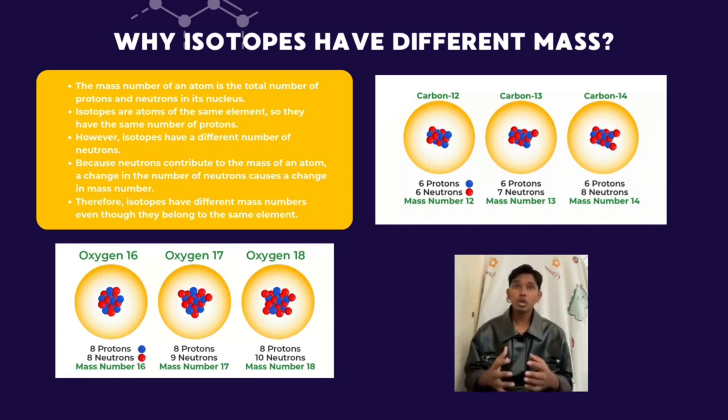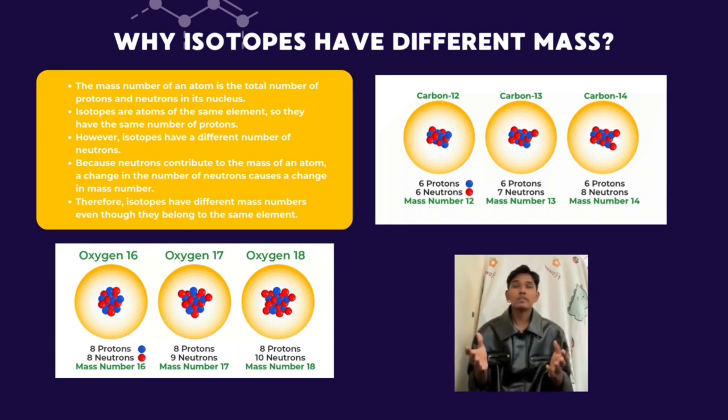Next, why do isotopes have different mass? The mass number of an atom is the total number of protons and neutrons in its nucleus. Isotopes are atoms of the same element, so they have the same number of protons. However, isotopes have a different number of neutrons, because neutrons contribute to the mass of an atom. A change in the number of neutrons causes a change in mass number. Therefore, isotopes have different mass numbers even though they belong to the same element.